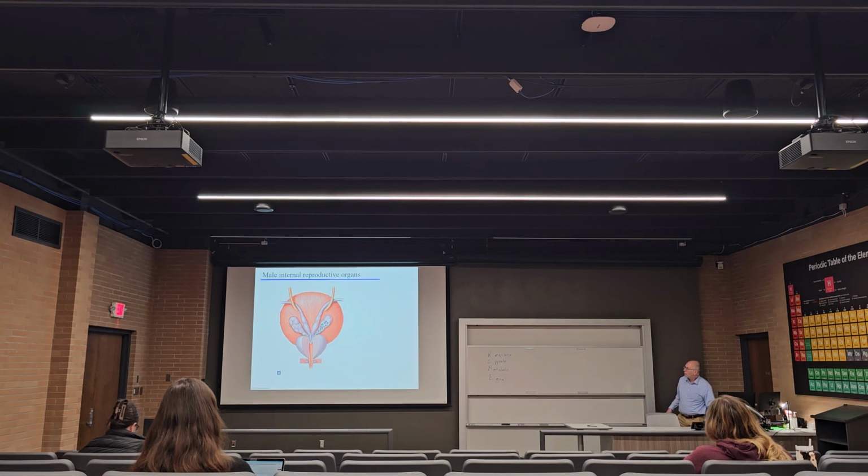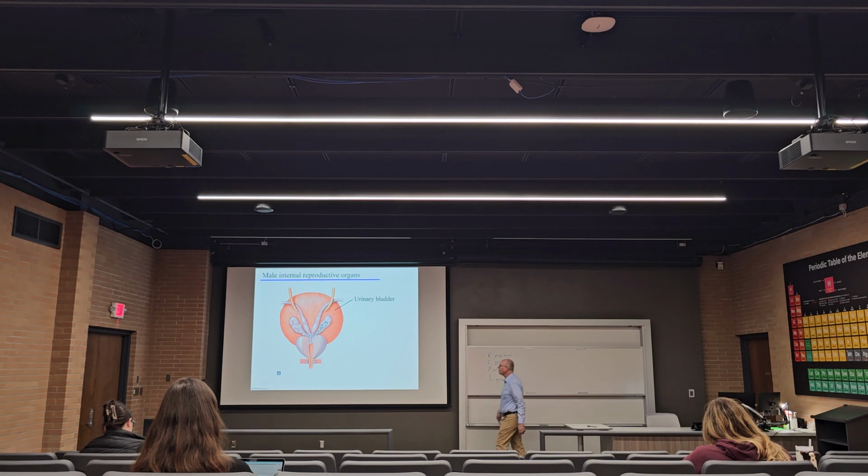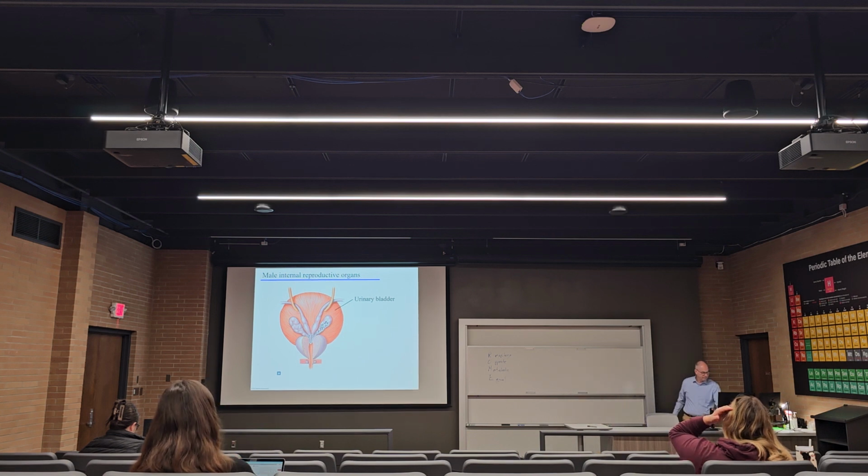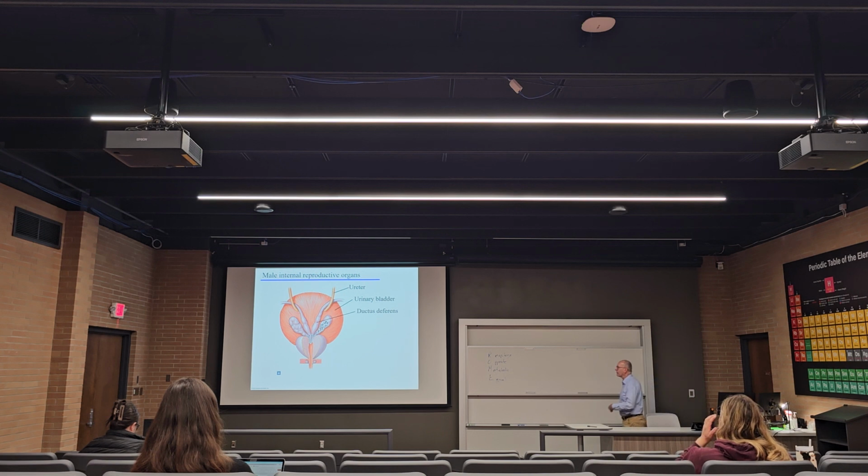From there, we continue up into the body, and we wrap around onto the back of the bladder. So again, here we see the urinary bladder. These are the ureters coming down from the kidneys, and these are the seminiferous tubules coming in back here. So again, there's the bladder, the ureter, and the ductus deferens coming down back to here.